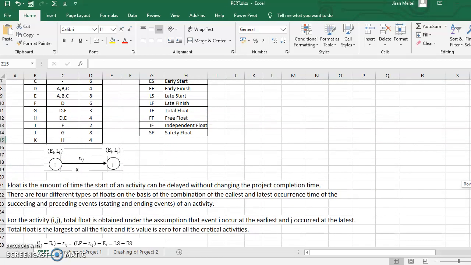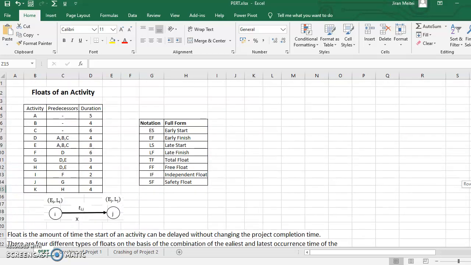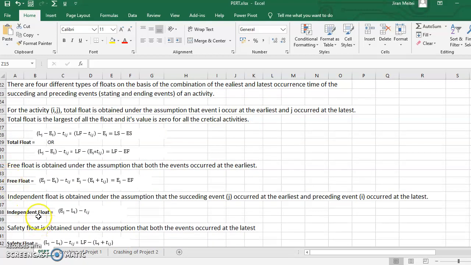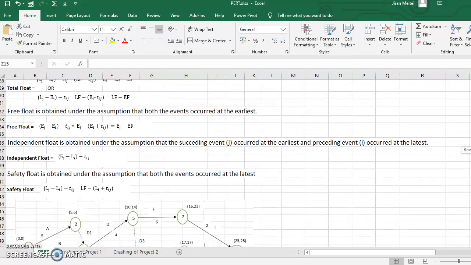And what about the various types of floats? You are going to have a total of 4 different floats, and these will be because of the combination of these numbers over here. If you combine EI and EJ, you'll have one float. If you combine EI with LJ, you will have another float. LI and EJ will give another float, and LI and LJ will give the last float. So you are going to have a total of 4 different combinations, and because of these, you are going to have these 4 different floats: total floats, free floats, independent floats, and finally the safety floats.